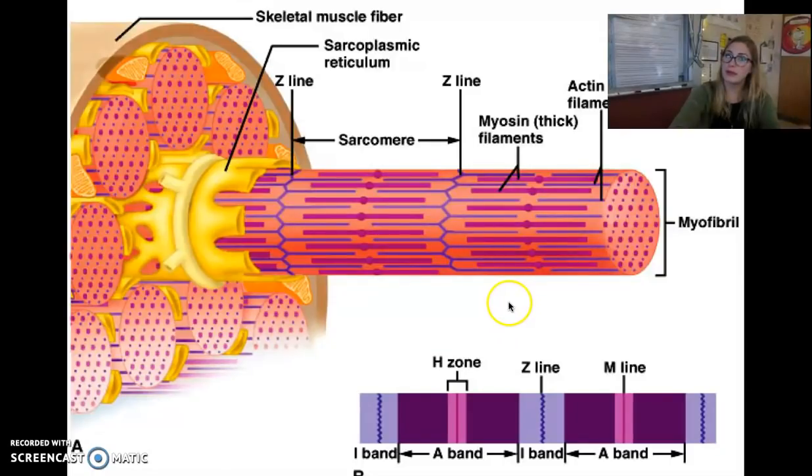When we look underneath a microscope, we can't actually see the little myosin and actin filaments, but we do see this down here. So this is where we end up getting the names. The A band is where all of the myosin is. The H zone is only the myosin. The I band is only the actin. The Z line is the little thing in between. And the sarcomere is from Z line to Z line.